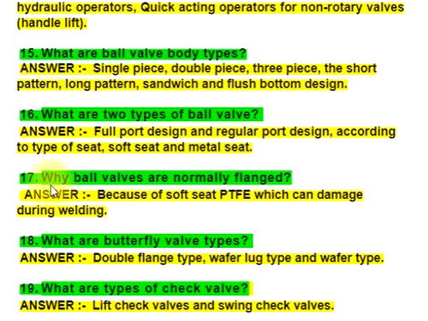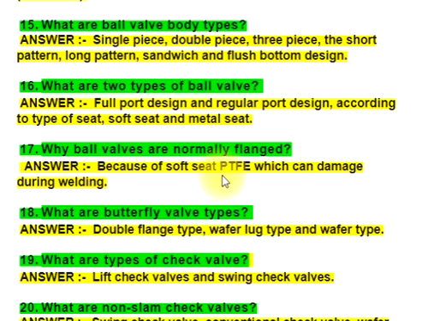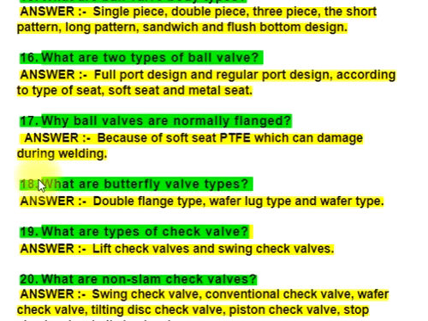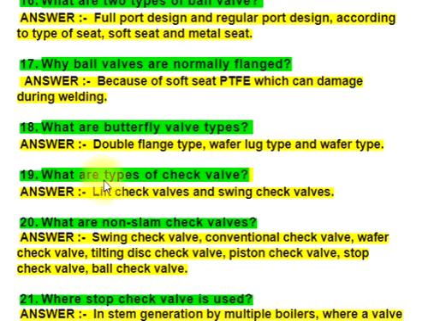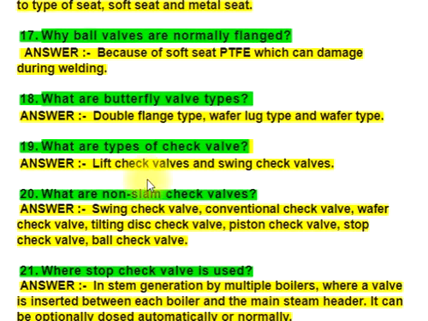17. Why ball valves are normally flanged? Answer: because of soft seat PTFE which can damage during welding. 18. What are butterfly valve types? Answer: double flange type, wafer lug type and wafer type. 19. What are types of check valve? Answer: lift check valves and swing check valves.